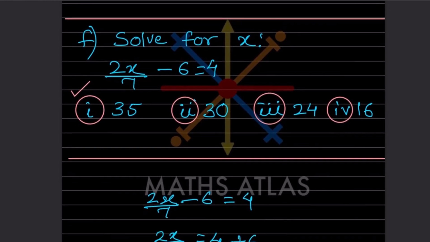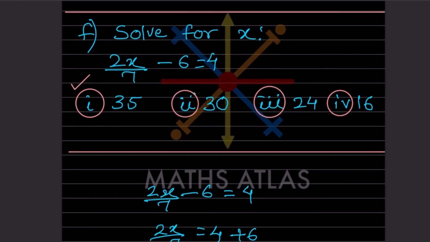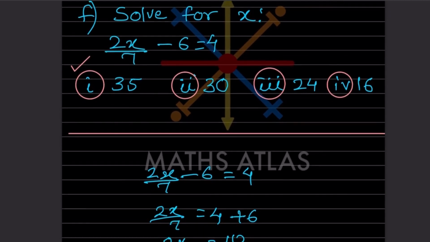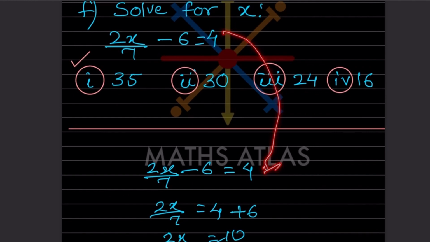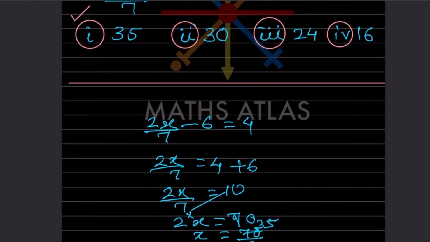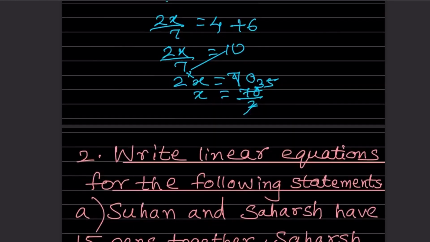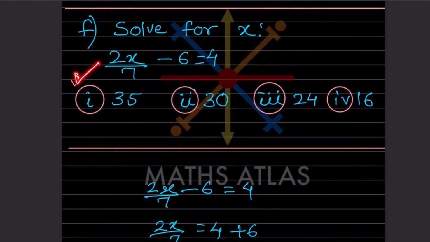Now next one, solve for x. 2x by 7 minus 6 is equal to 4. So here now look at here. Same equation first I wrote here. 2x by 7 is equal to 4 and this minus 6 becomes plus 6. So 2x by 7 will be 10, and here this will go here, so that is going to be 7 into 10, that is going to be 70. So x is equal to 70 by 2 and that is going to be 35. So this 35 should be the correct option.